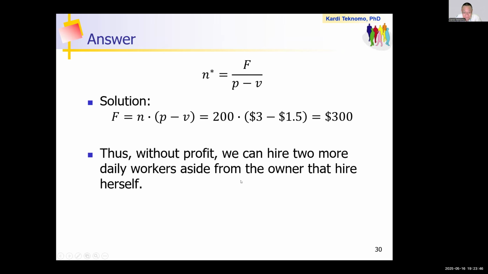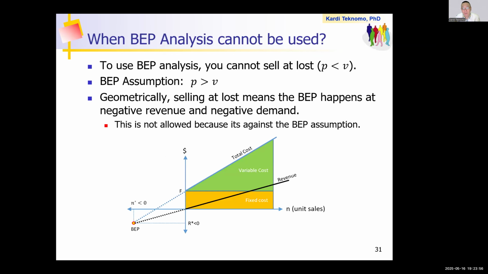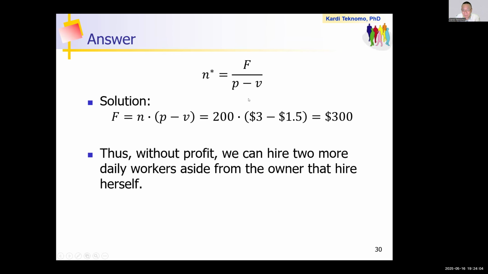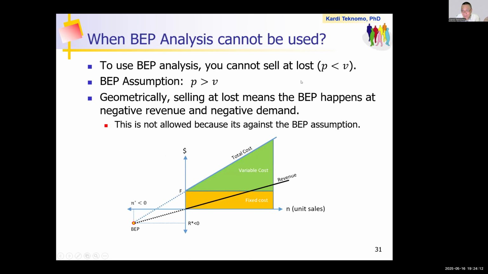Now BEP analysis is not a panacea. So not necessarily you can use BEP anytime. So when you cannot use BEP: if you want to use BEP analysis, you cannot sell at loss. Look at this, P minus V, right? This one, you cannot make it minus here. So P must be larger than V, right? So this is the BEP assumption.